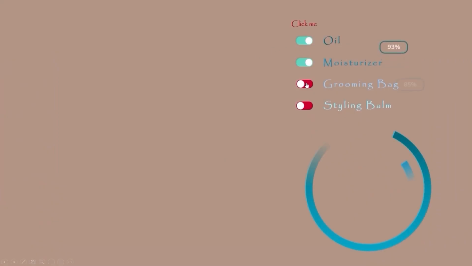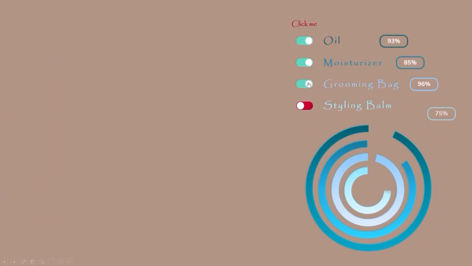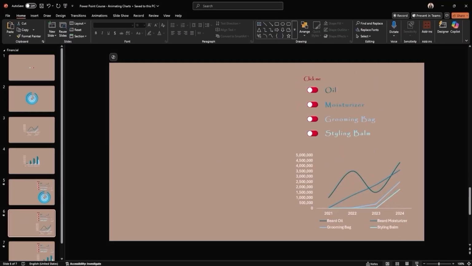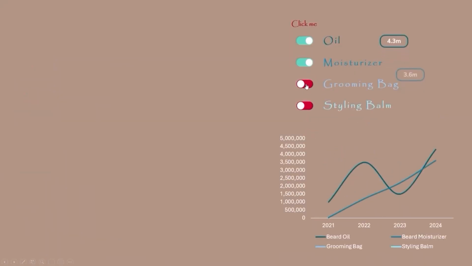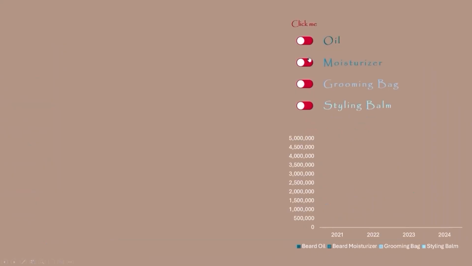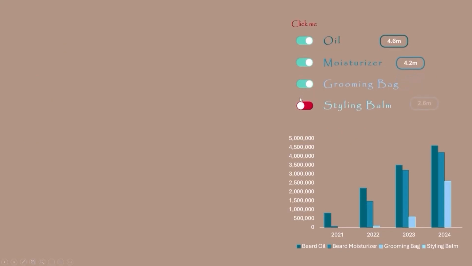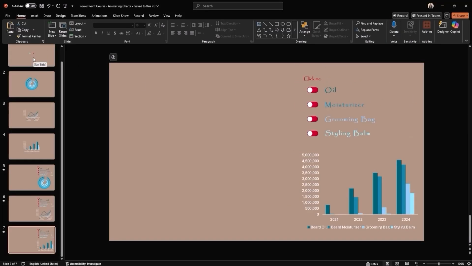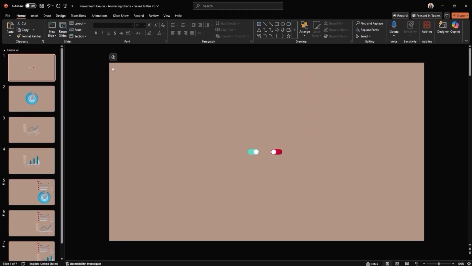When we click the toggle button, the data for that product appears. When we click it again, it disappears. This gives us control over what data is displayed, making the charts more interactive. Additionally, in part 2 of this session, we'll add a floating data bar that floats in and out when the toggle is clicked. Let's head to slide 1 and start setting up the toggle button animations.